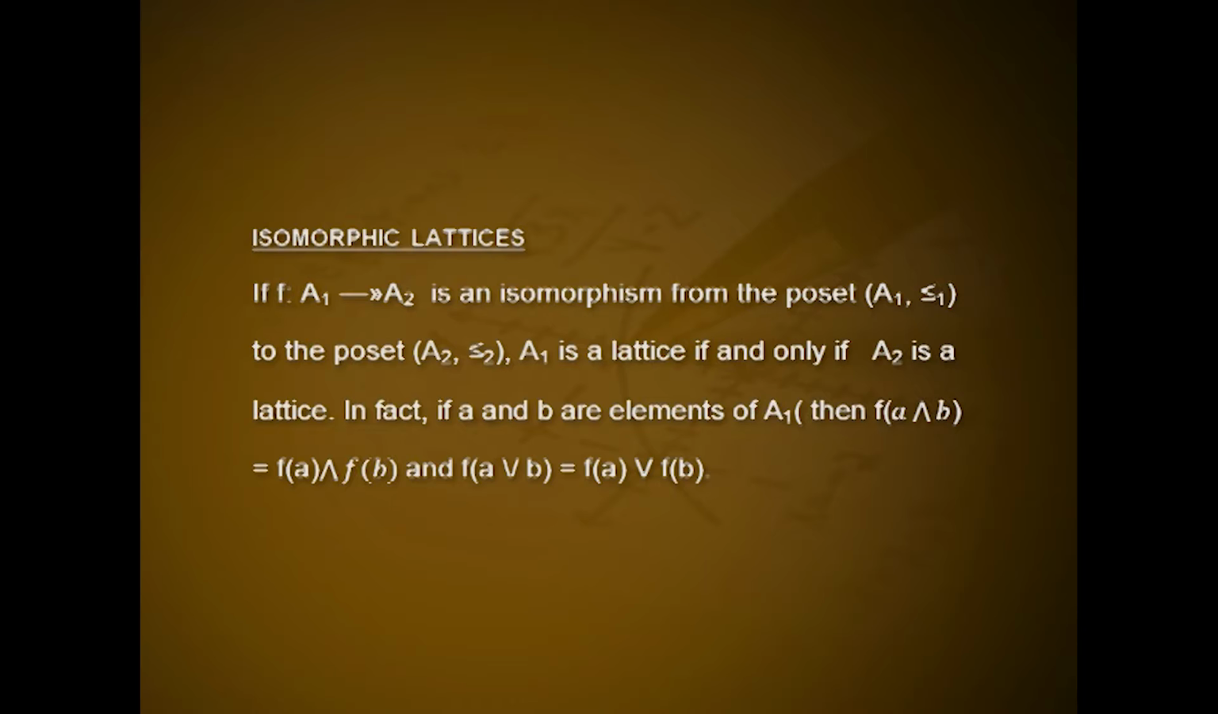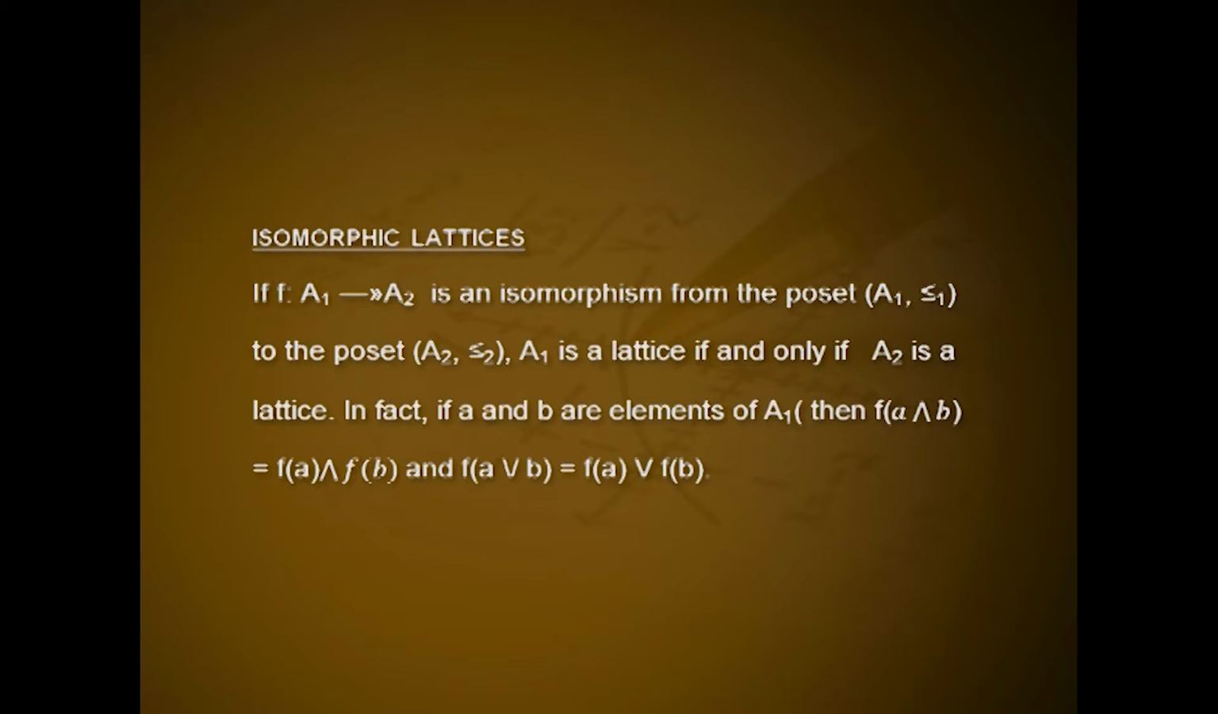Isomorphic lattices. If f from A1 to A2 is an isomorphism from the poset (A1, ≤1) to the poset (A2, ≤2), then A1 is a lattice if and only if A2 is a lattice.